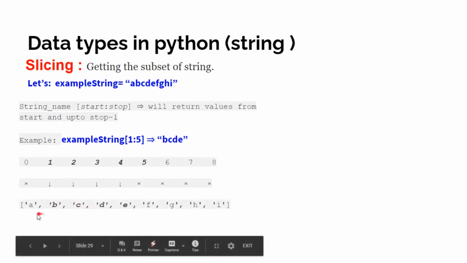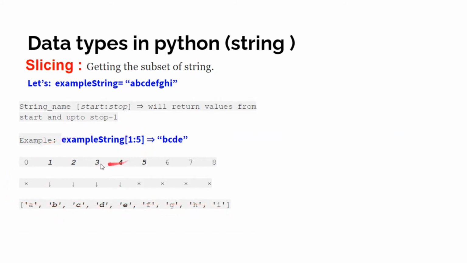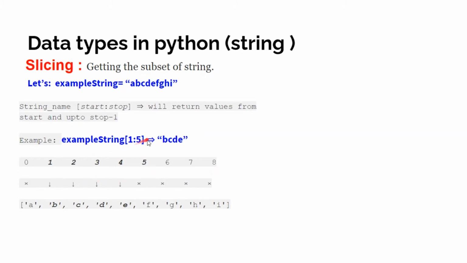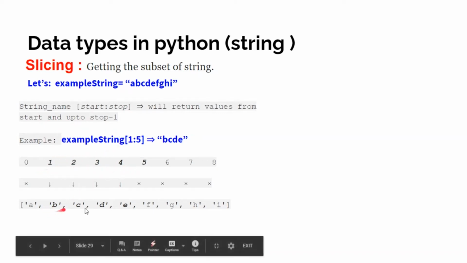So this is our string A B C D E F G H I, and if we write example string 1 to 5, then first we will get B, then C, then D, then E. We will not get the elements at 5, 6, 7. So what we get is from start to stop minus 1. The value of start is 1 and the stop value is 5, so we will have the values from 1 to 4. So we will get B, C, D, E.